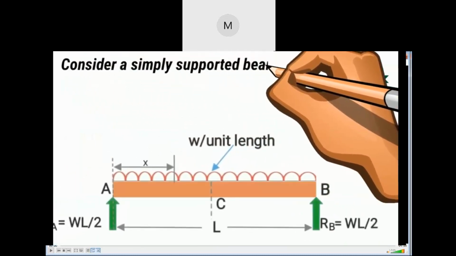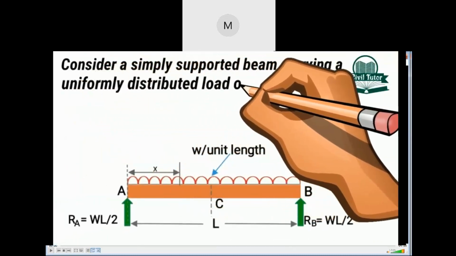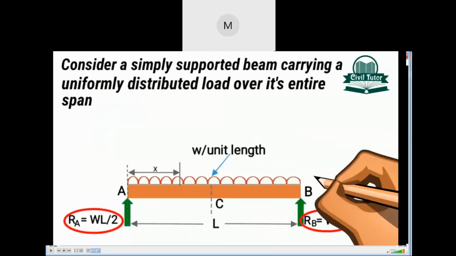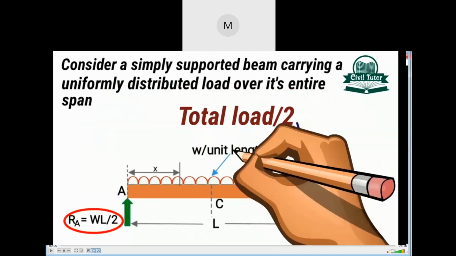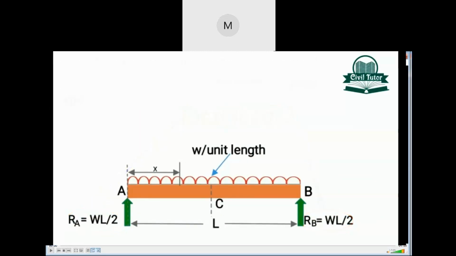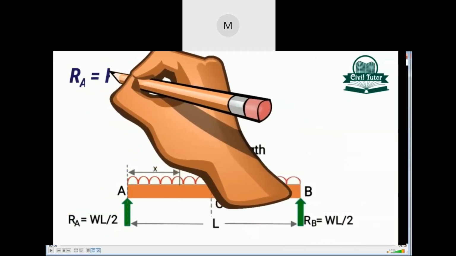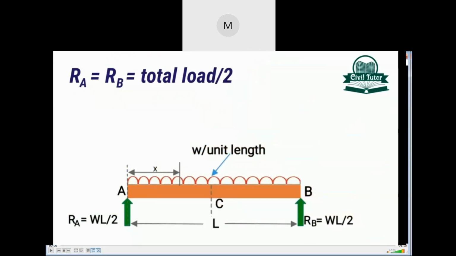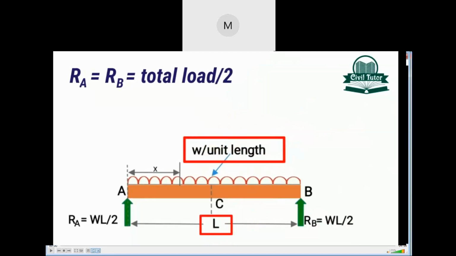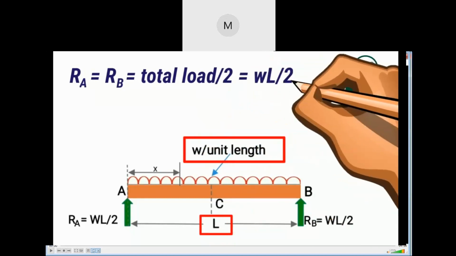Consider a simply supported beam carrying a uniformly distributed load W per unit length over its entire span. The support reactions will be equal and their magnitude will be equal to half the total load acting on the entire span. So due to the UDL, the support reaction at A will be equal to the support reaction at B, equal to total load divided by 2, while the total load is the load intensity W times the span L, which will be equal to WL divided by 2.